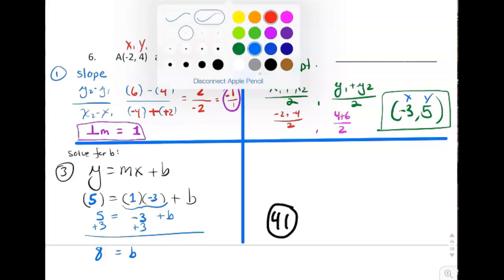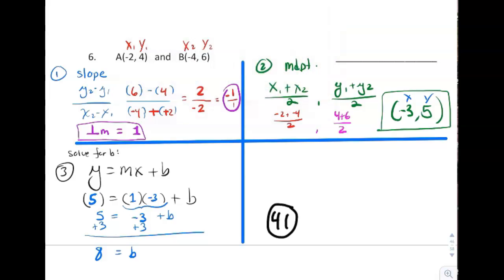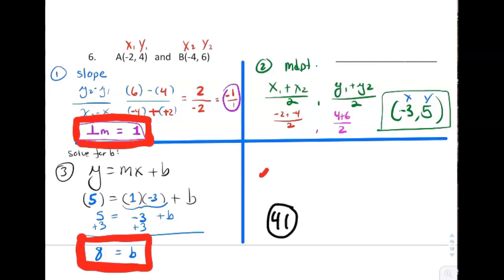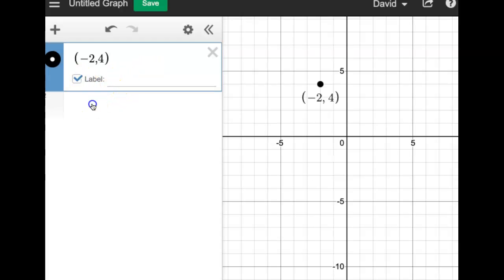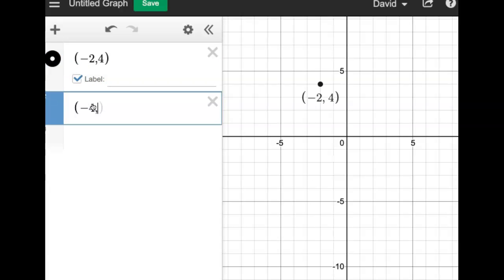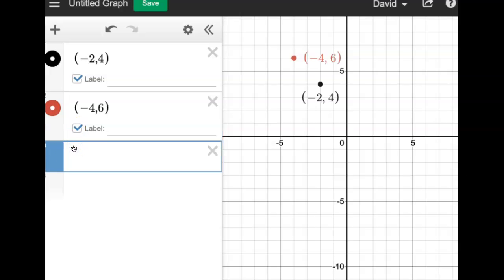So I'm ready to write my final answer now, because I have the correct slope and the correct y-intercept. So the answer is 1x plus 8. Let's check Desmos to see if this looks reasonable. So the original 2 points were -2, 4 and -4, 6. And I am going to then type in what we got for a final answer, which was 1x plus 8.